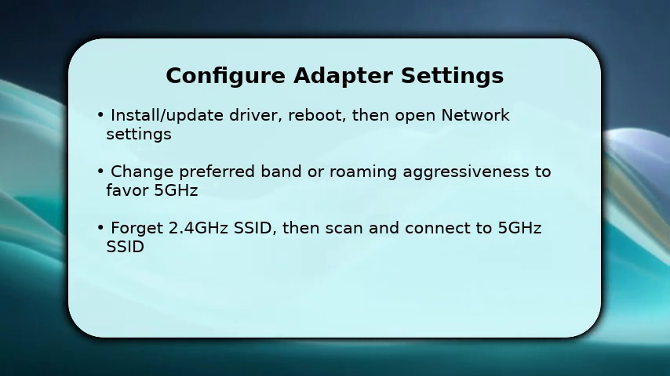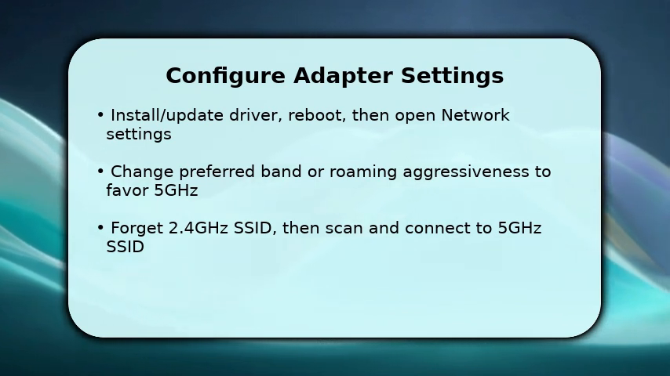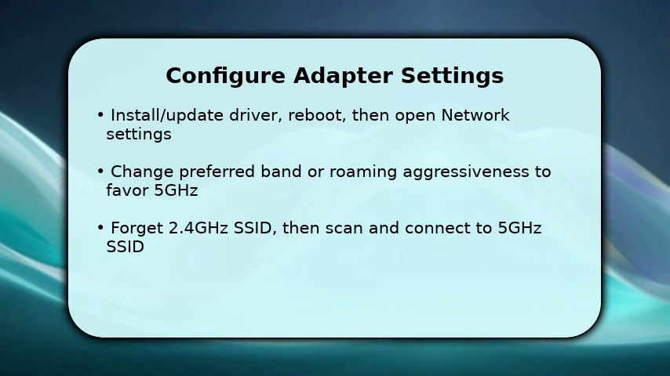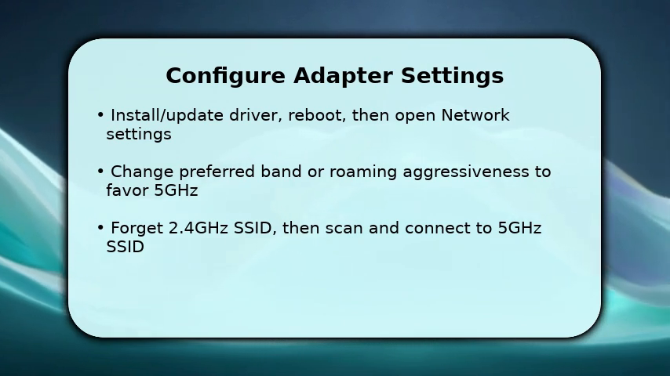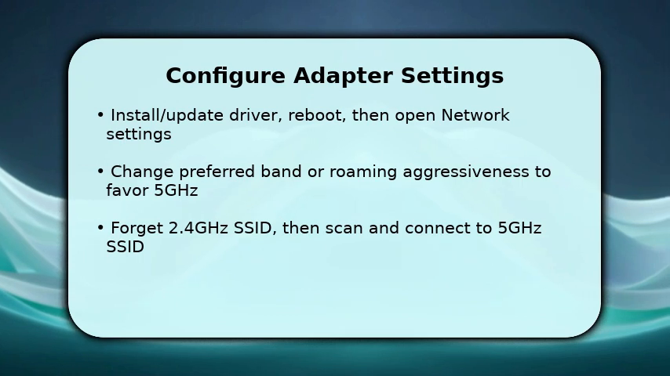Next, forget or remove the 2.4 GHz SSID from saved networks so your device won't auto-join it. Then scan. Select the 5 GHz SSID, enter the password, and connect so the adapter negotiates the new band.